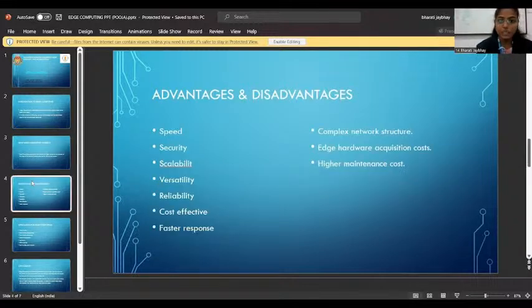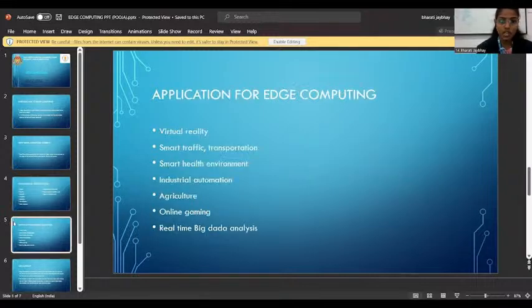Advantages: speed, security, scalability, versatility, reliability, cost-effectiveness, faster response. Disadvantages: complex network security, edge hardware, accuracy, cost, higher maintenance cost. Applications: virtual reality, smart traffic, transportation, smart health environment, industrial automation, agriculture, online gaming, real-time big data analysis.